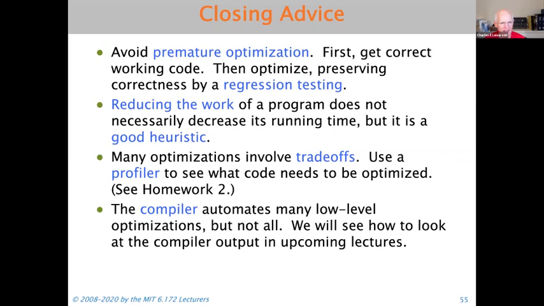So preserving correctness is one of the most important things you can do to get fast code. Otherwise you'll discover that your great creative fast idea just doesn't work. Reducing the work of a program does not necessarily decrease its running time. Remember that, but it is a good heuristic, and it's definitely worth looking at. There are a lot of other things. Many optimizations involve trade-offs. In homework 2, we'll look at using a profiler to see what needs to be optimized, so you can see more graphically where time is being spent by the program.